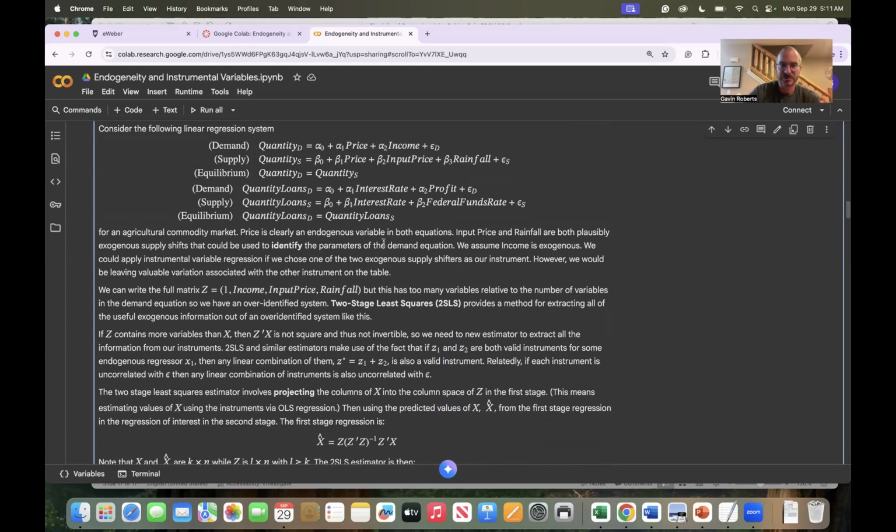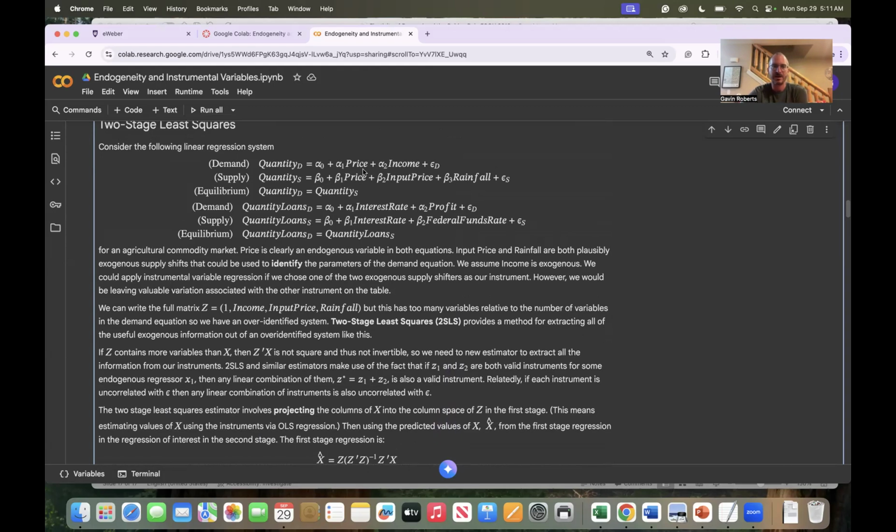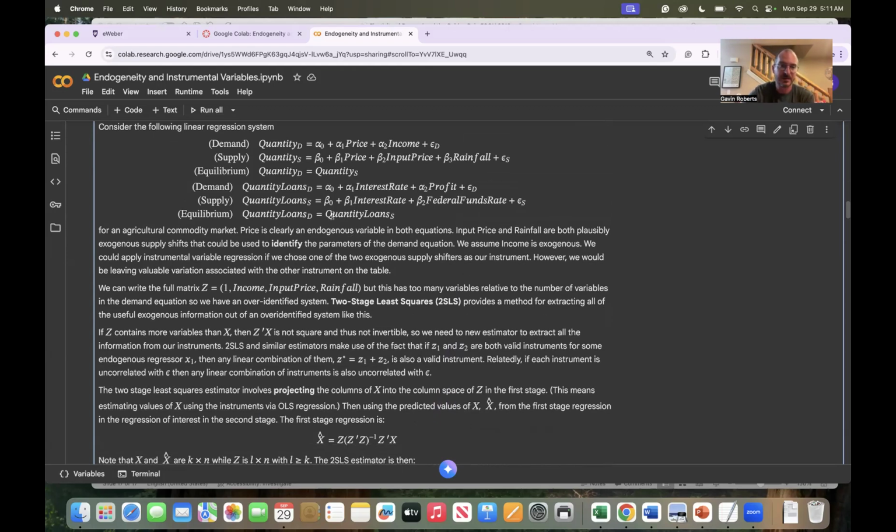Or I really have put two different ones here. So you have one where quantity demanded depends on price and income, and quantity supplied depends on price, input price, and rainfall, because rainfall may influence the quantity supplied of agricultural products. And then, of course, in equilibrium, quantity supplied equals quantity demanded.